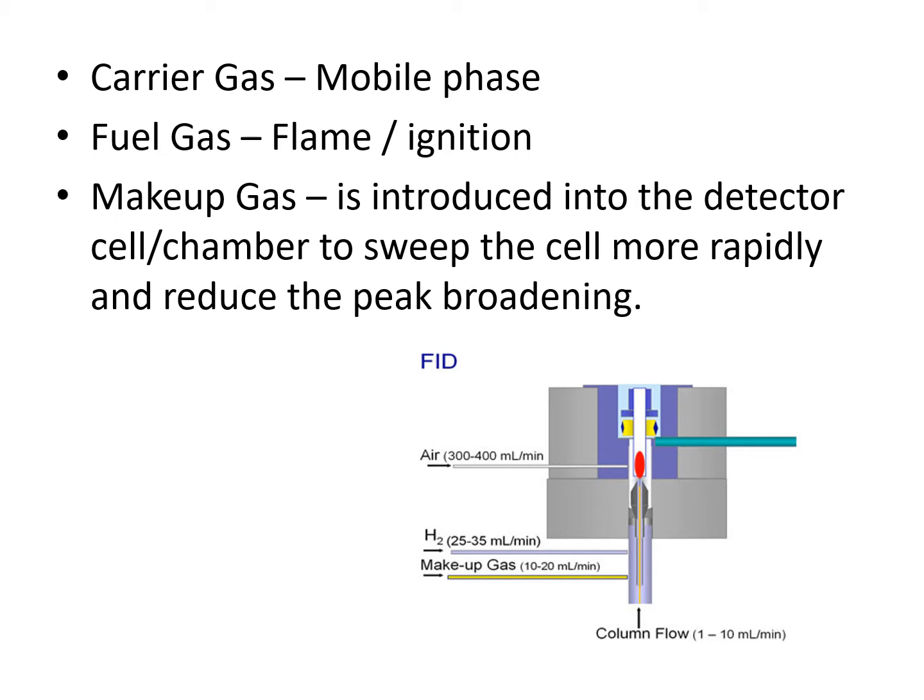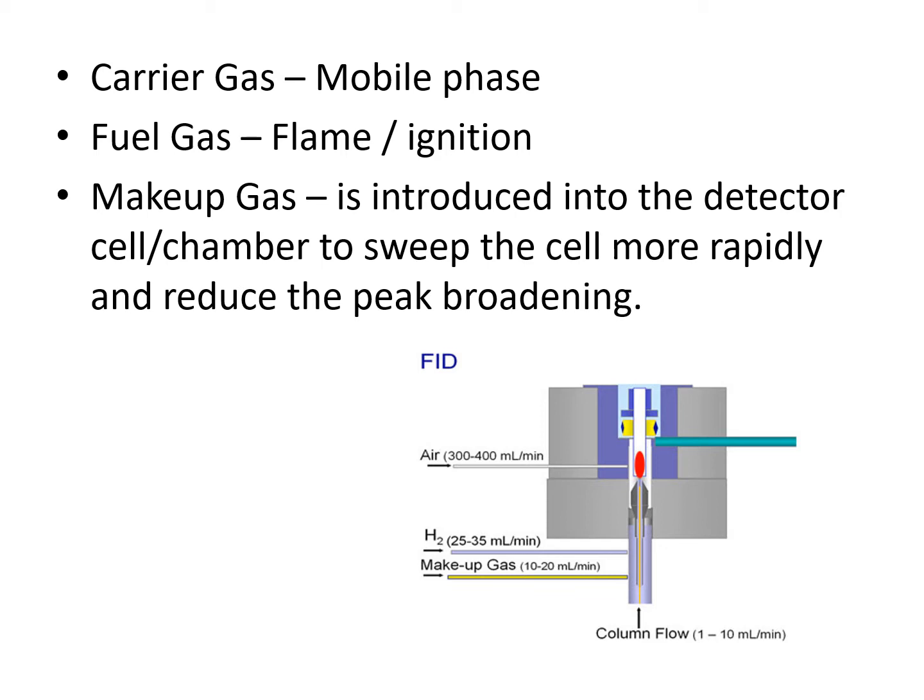Basically class, in gas chromatography, carrier gas will be the mobile phase. Fuel gas is for the flame or ignition. Makeup gas is introduced into the detector or cell to sweep the cell more rapidly and reduce the peak broadening. Based on the figure here, you can refer to the given figure, class.